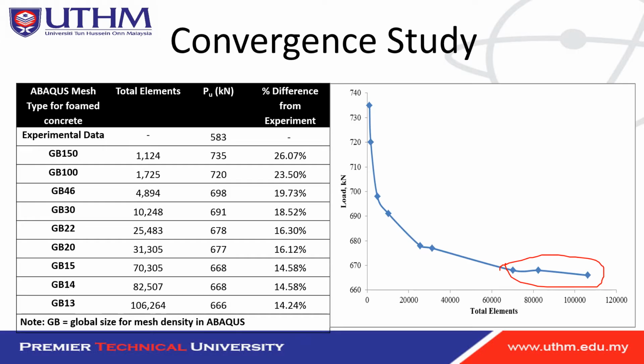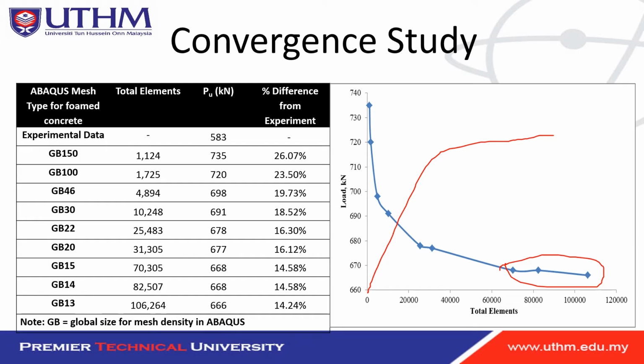This is a trend of this. Another trend is sometimes it will be like this. So it is either this or this shape. After you get this data, the purpose of the convergence study is that when you run the model after that, you no longer need to use so many mesh sizes. Not all mesh sizes will give you accurate data. It means that after you simulate the panels, you can proceed with GB15 or GB14.